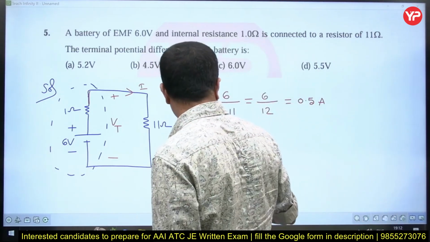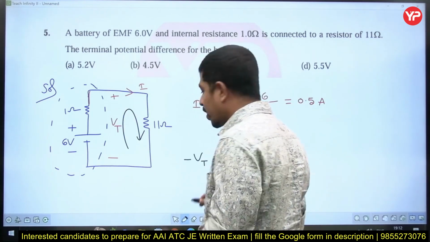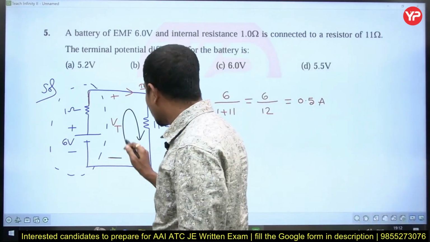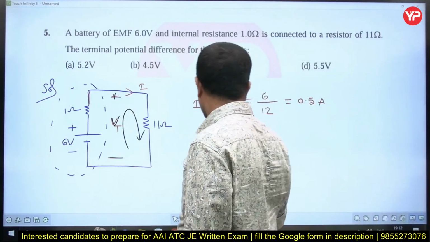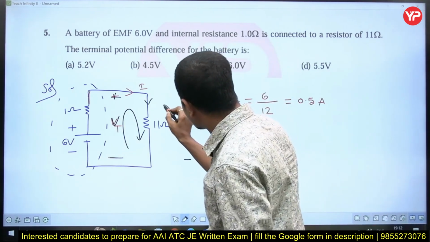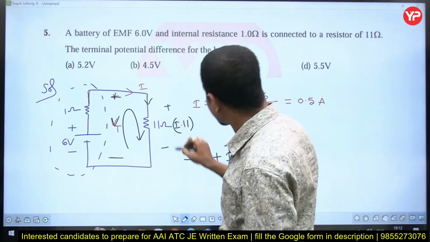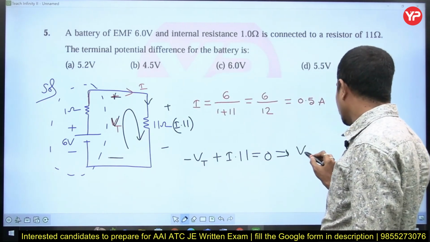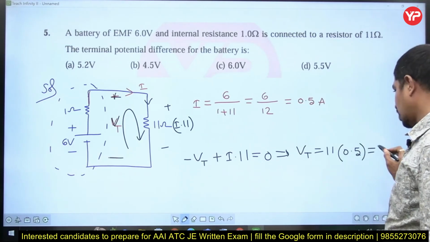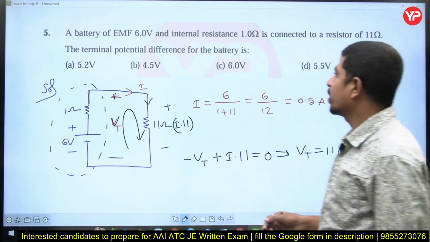Now write the KVL for this small loop. Just now I told you how to write the KVL. Wherever you start, you need to end there only, which means you must form a closed path. I am starting at this minus, then minus 6 plus I into 1 plus Vt... that is, minus Vt plus I into 11. Why plus? As current is entering here, this is plus, this is minus. The voltage drop is I into 11. Minus Vt plus I into 11 is equal to 0. So from this, Vt is equal to 11 into I, which is 0.5 amperes. 11 divided by 2 is 5.5 volts.